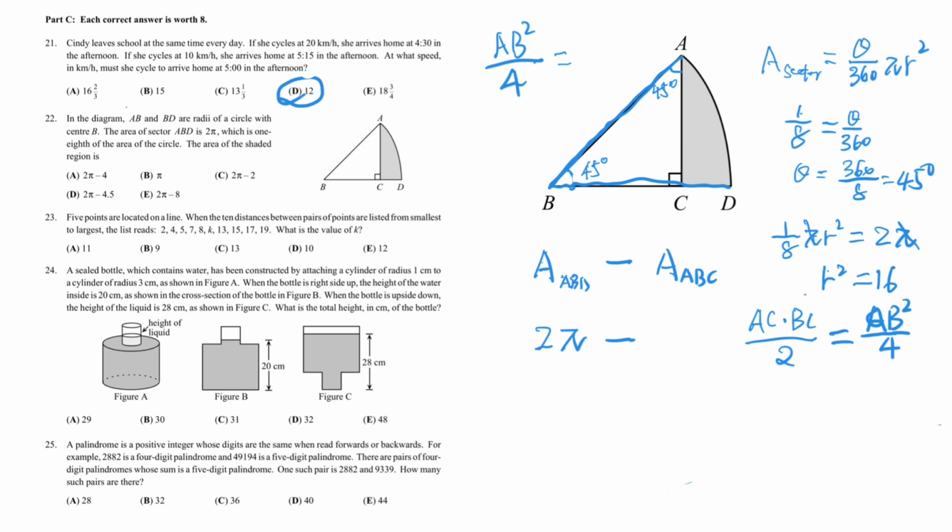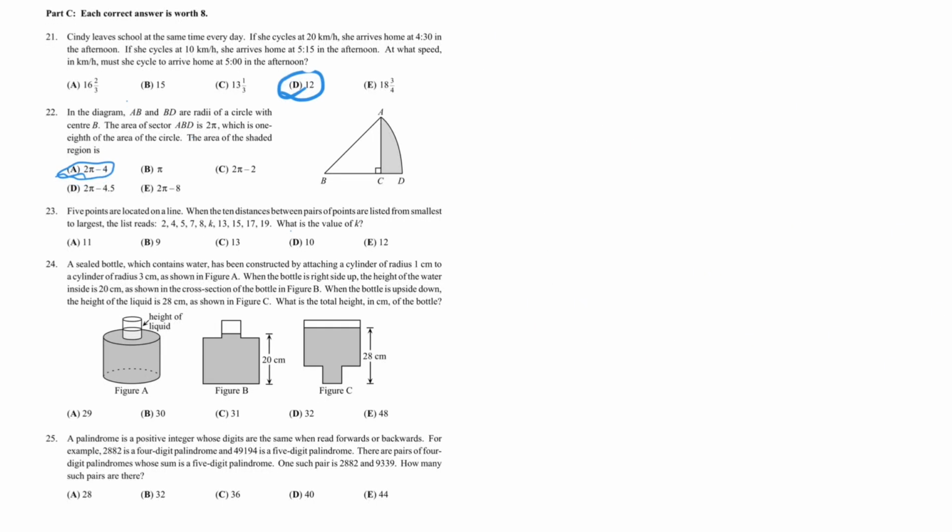So the hypotenuse square: in this problem, hypotenuse AB is also the radius r. So this problem is the r square divided by 4. R square is the 16. So 16 over 4, that's the 4. 4 is the triangle ABC area. So we use the sector ABD area minus triangle ABC area, which is the 4. So the answer is the 2 pi minus 4. That's the choice A.